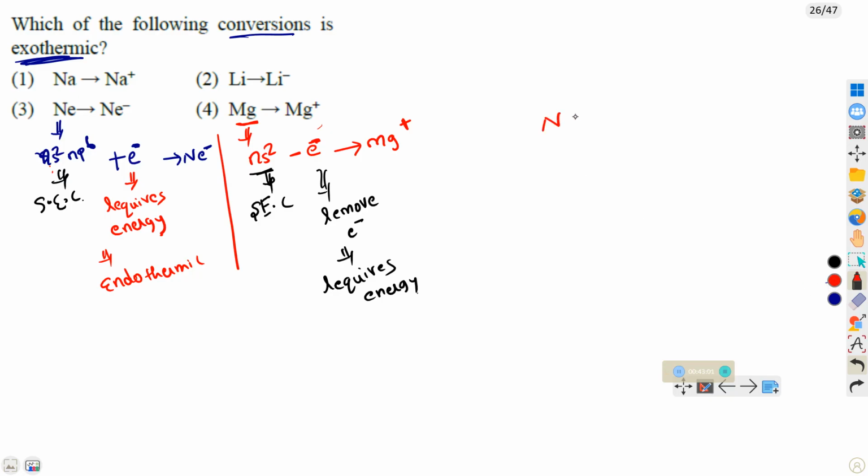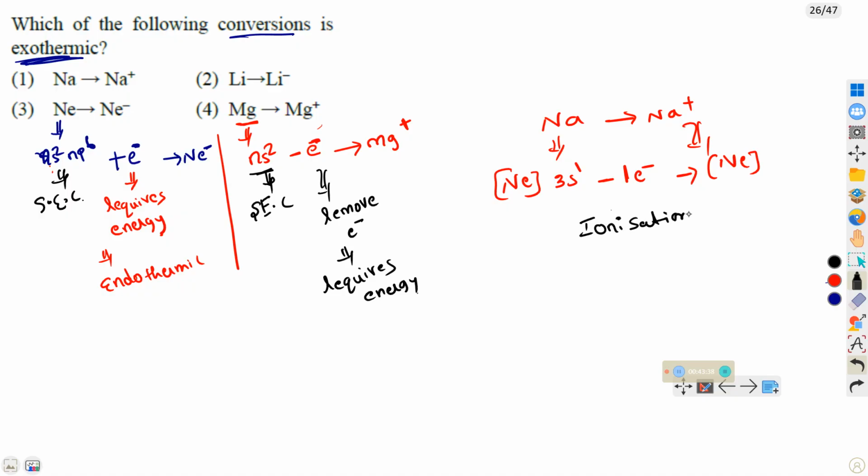Next, sodium converted to sodium plus. Sodium electronic configuration neon 3s1. It loses one electron, then it is converted to neon configuration. Unstable converted to stable, most stable. Then here also, to remove one electron, it is ionization energy. Remove one electron, ionization energy. Here also energy is required. So endothermic reaction.